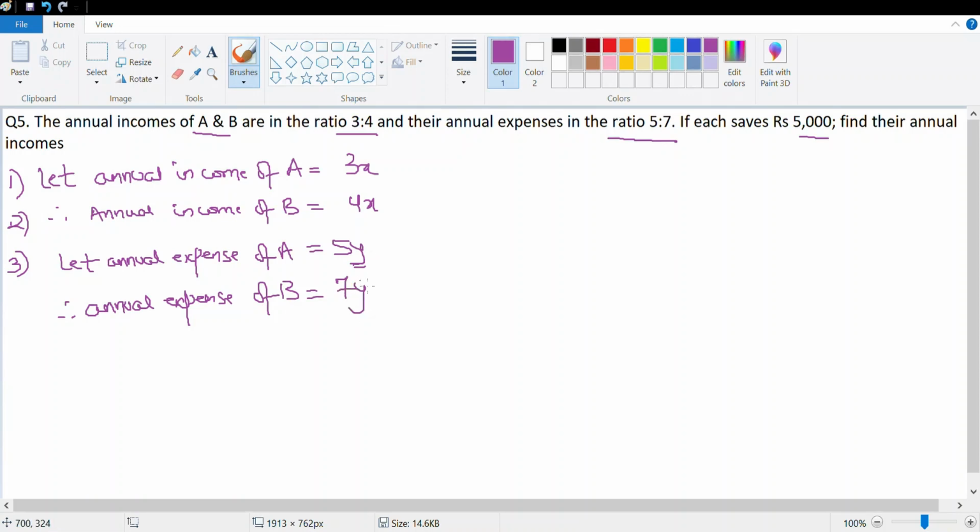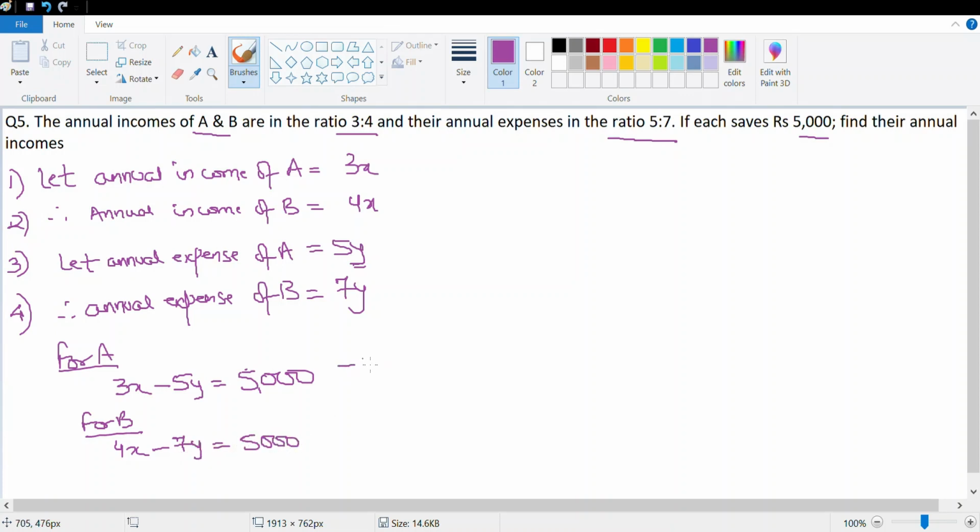So their ratio now is 5:7. Next, each saves 5,000. So for A, money saved is income minus expenditure. So 3x minus 5y is equal to 5,000. Similarly for B, income, which is 4x, minus expenditure, which is 7y, is also equal to 5,000. So that's equation 1. This is equation 2. This will help us calculate the value of x and y, and we should be able to calculate their annual incomes from them. So we need to calculate the value of x.